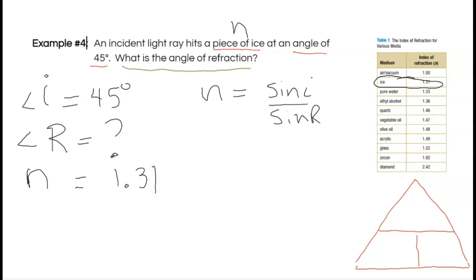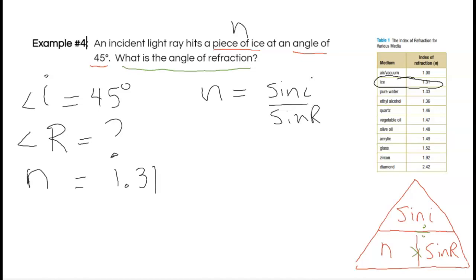It'll help you rearrange that equation. So the triangle would look like this. I would have N here, and then sine of angle I here, and then sine of angle big R here, right? And so again, this line right here means that I'm dividing, right? But if they're side by side, then that means multiply.